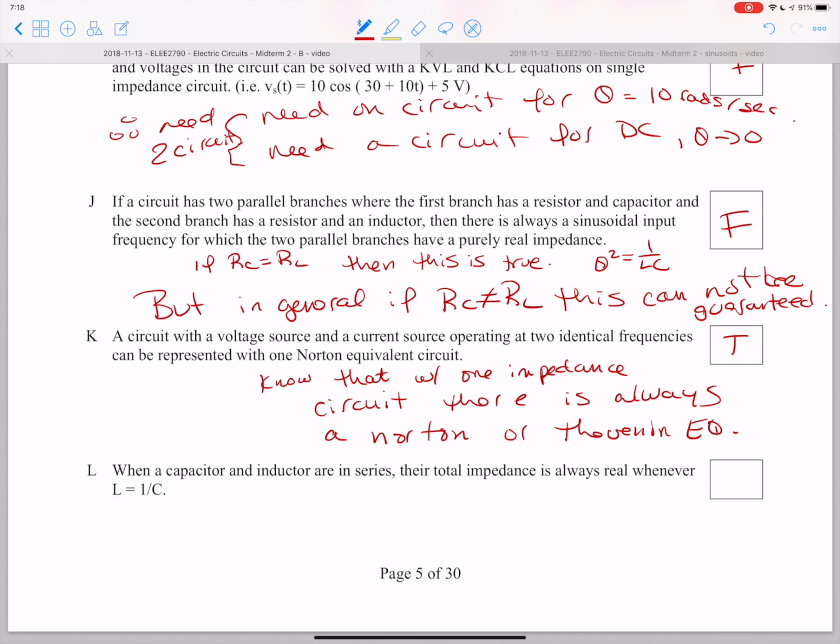Lastly, when a capacitor and inductor are in series, their total impedance is always real whenever L equals 1 over C. This is blatantly false. We know that theta squared equals 1 over LC gives us a value of impedance which causes it to be real, but when we have L equals 1 over C, that only becomes real if it just so happens that the resonant frequency is equal to 1. That is not necessarily the case. That is governed by other factors.